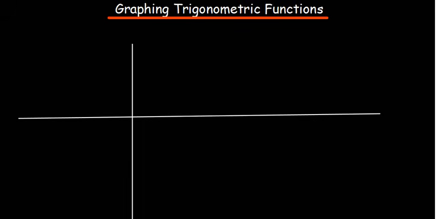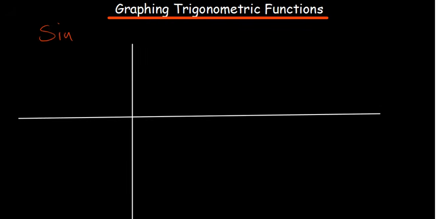Let's basically just get to understand how we graph our trigonometric functions as simply as possible. Okay, so this is our graph. This is our xy plane, and of course we need to understand the basic forms of our different trigonometric functions. To start with, we're going to first look at the sine graph.